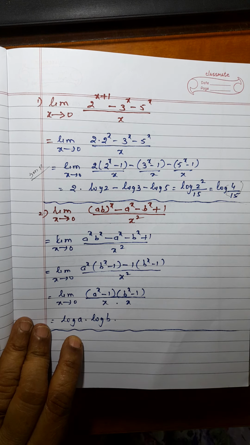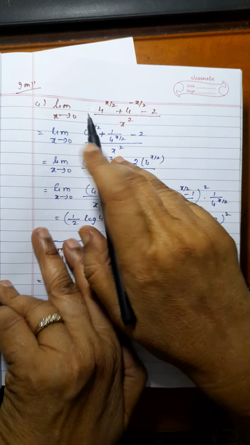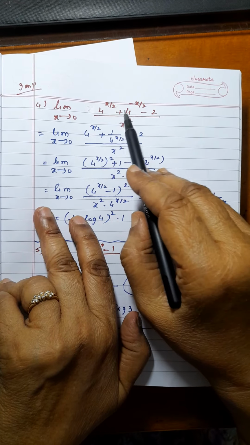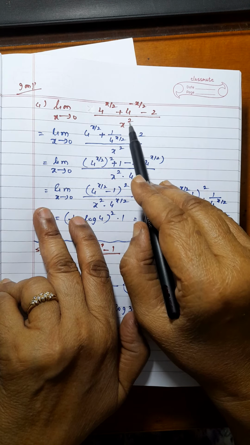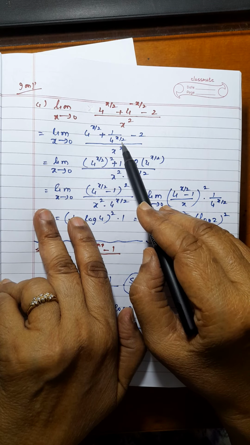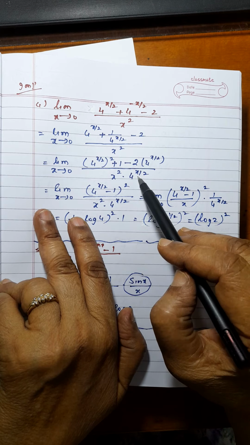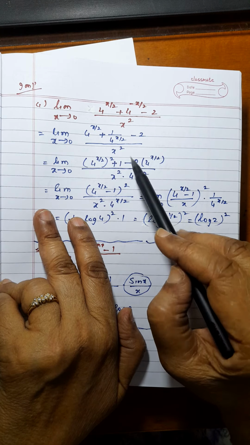So like this only you have to write. This is also an important problem. Another important problem: 4 raised to x by 2 plus 4 raised to minus x by 2 minus 2, upon x square. As I told you, x square we have to factorize this. So first the negative I'll bring down. I'll take the LCM, it will come down. If I take the LCM, it's square plus 1 and minus 2 into this.